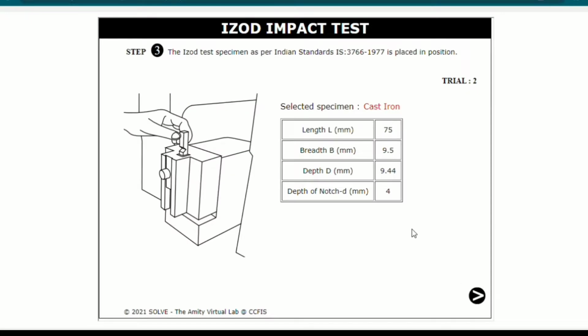Step 3. The Izod test specimen as per Indian Standard IS 3766-1977 is placed in position. Length is 75, breadth is 9.5, depth is 9.44 and lastly depth of notch D is 4.